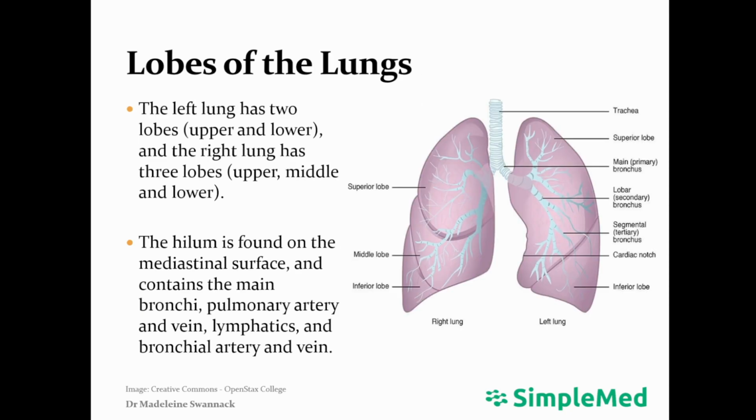The left lung has 2 lobes, upper and lower, and the right lung has 3 lobes, upper, middle, and lower. The hilum of each lung is found on the mediastinal surface, closest to the heart, and contains the following structures: the main bronchi, the pulmonary artery and vein, which supply blood for gas exchange, lymphatics, and the bronchial arteries and veins, which supply blood for the respiring cells of the respiratory system.